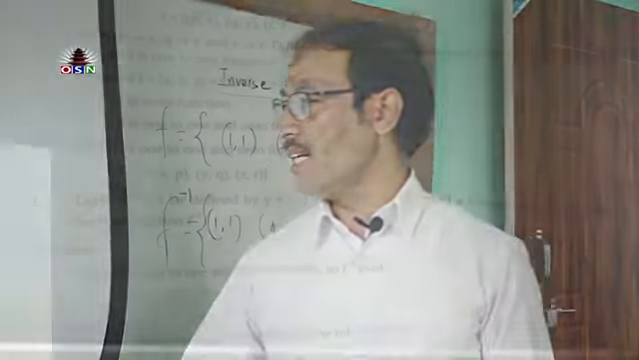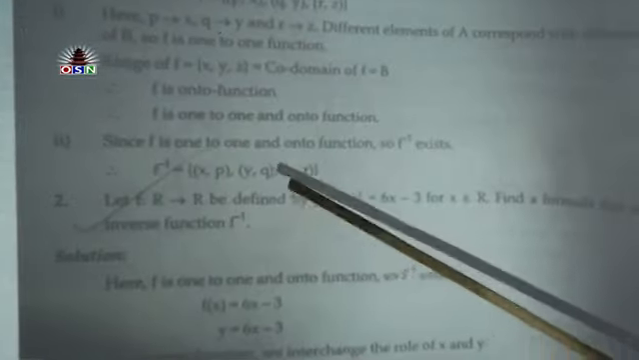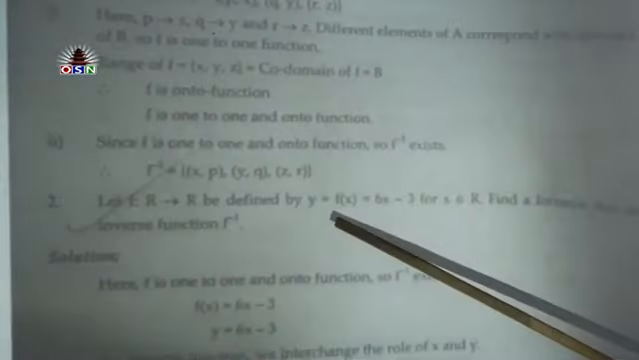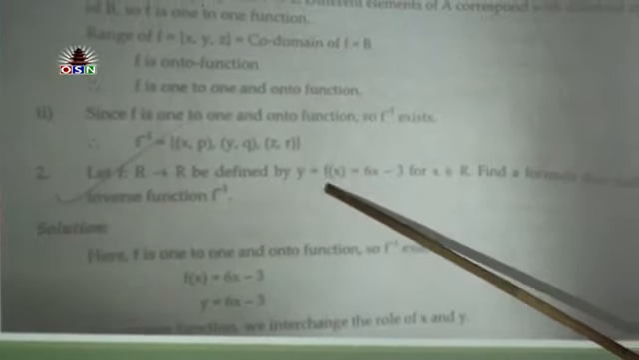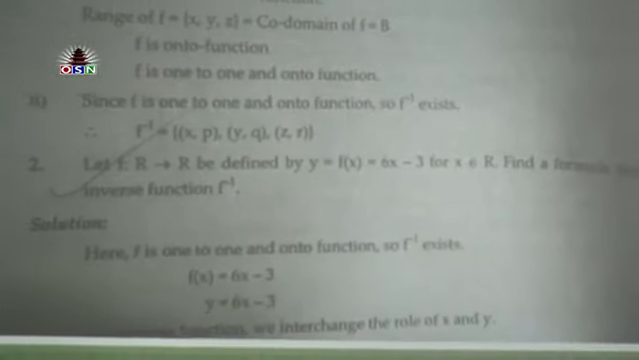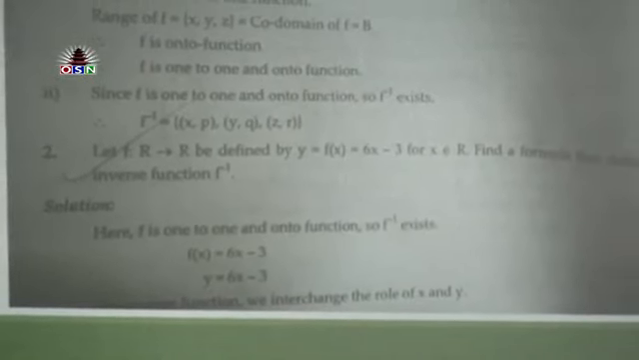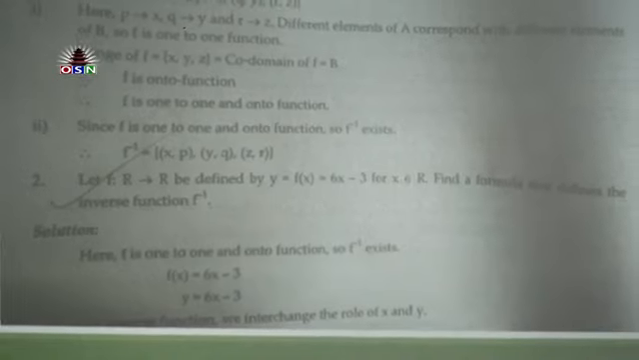Okay, let's see the next example. You can go to the next example here. Function f from R to R is defined by an equation, where y is the output and x is the input: f(x) = 6x - 3 for x belongs to R. Find a formula that defines the inverse of the given function. Here we are going to learn how to find the inverse function.